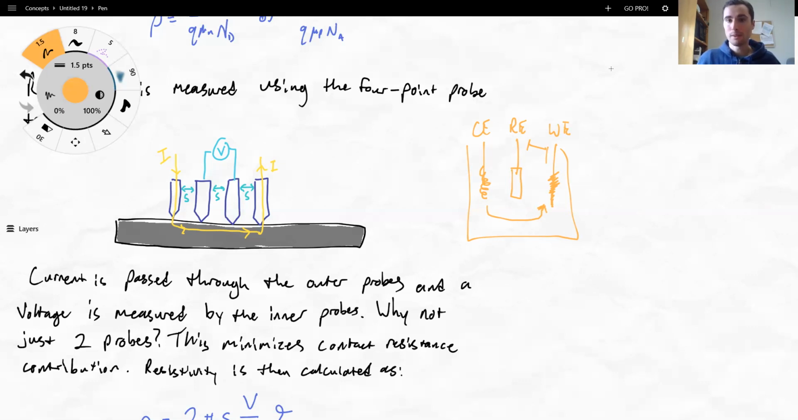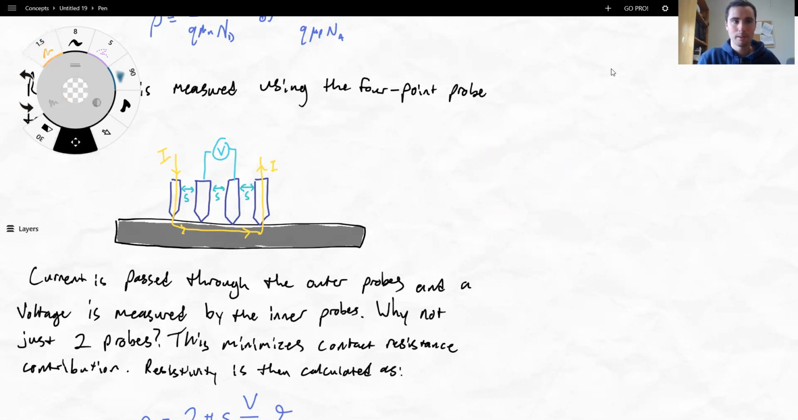So there's a couple of reasons. One, in electrochemistry, it's because that is a very stable voltage, and so it's not going to change very much. Because when you put current through a material, a lot of times the voltages can be a little bit unstable. So that's part of it.